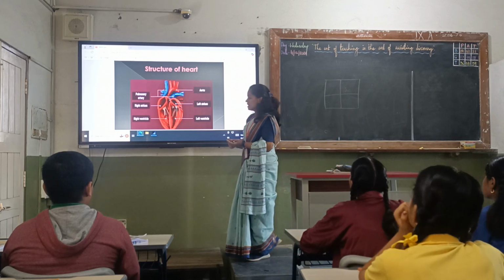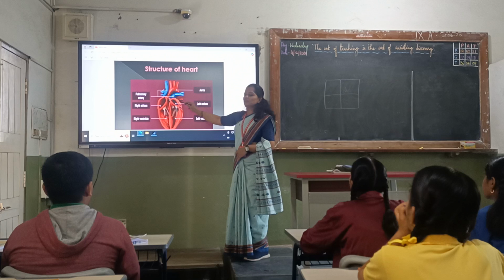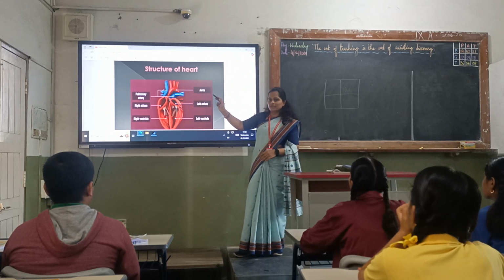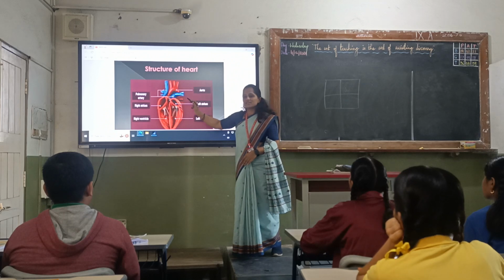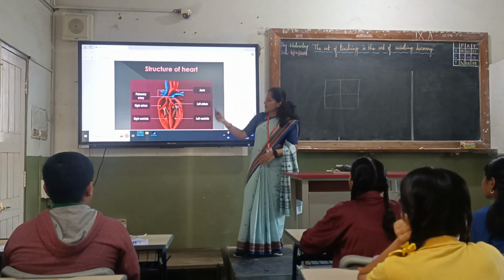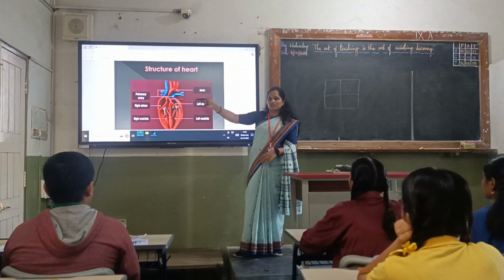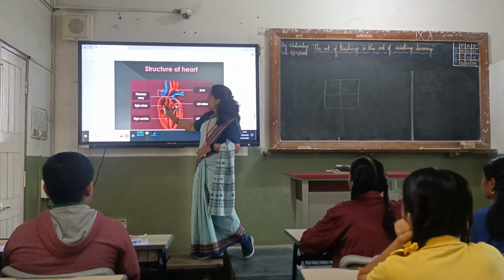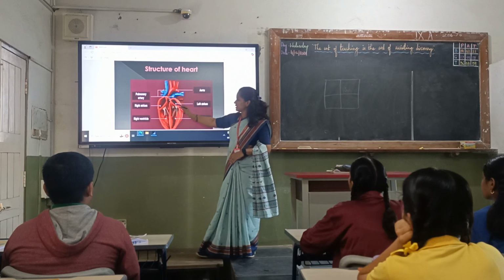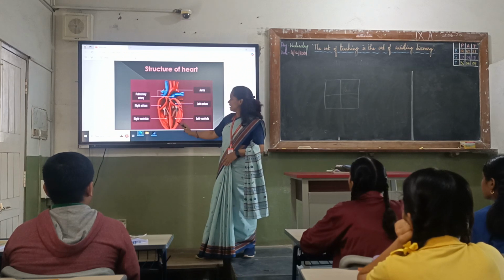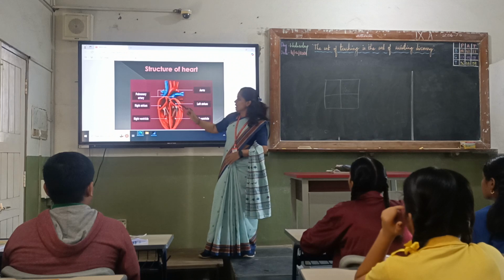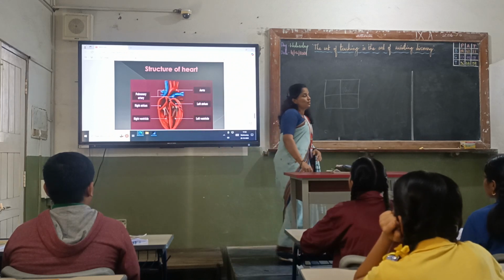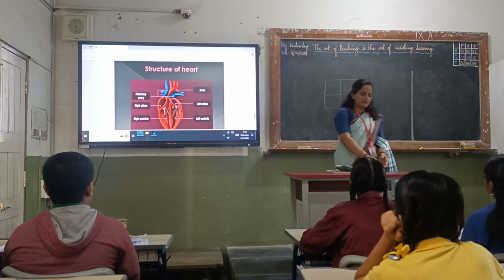Upper 2 chambers are called the atria. There are 2 of them; if it is single, then you say atrium. And again, in that, 2 sides are there, right and left. So you can see here the right atrium, left atrium, right ventricle and left ventricle. Upper 2 chambers are called the atria and lower 2 chambers are called the ventricles.